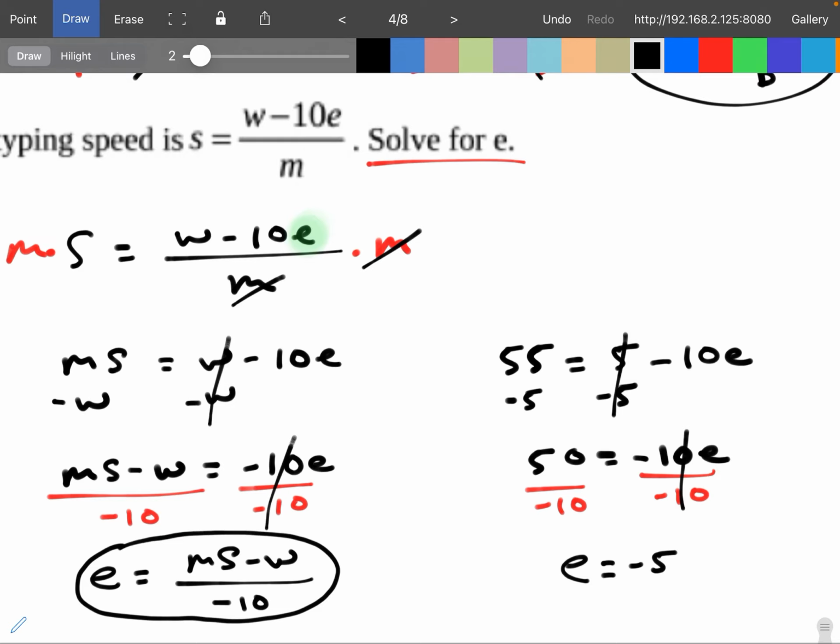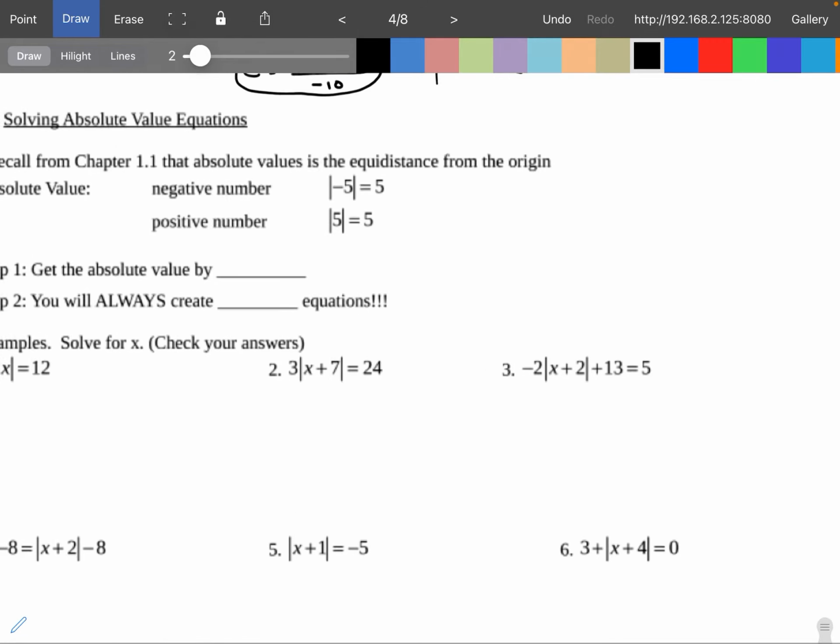It's kind of weird because you've got all these variables in there. But just remember, each of those variables could just be a real number. So it's the same process, the same steps that we used in sections 2.1 to 2.4. All right, the next two examples are quick. That was probably the hardest one.